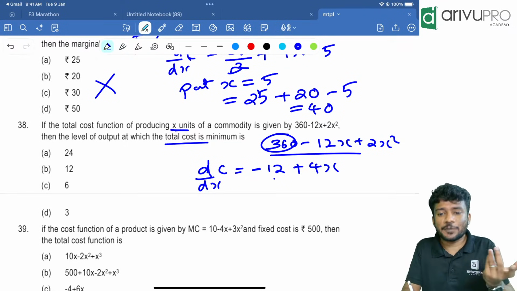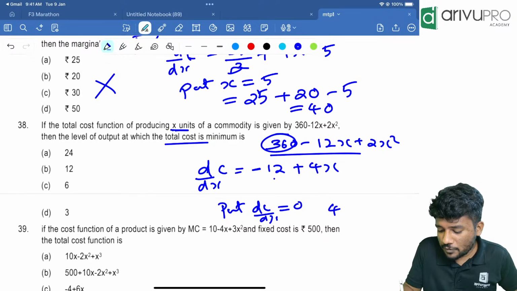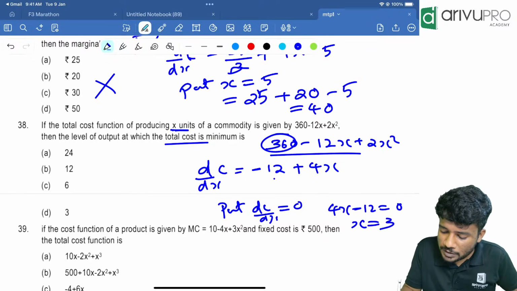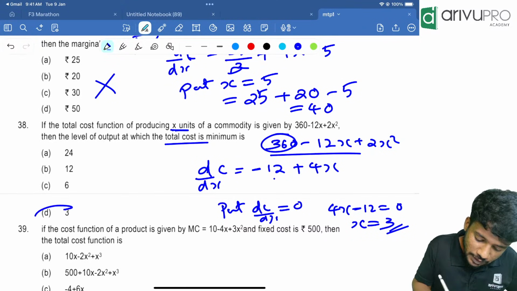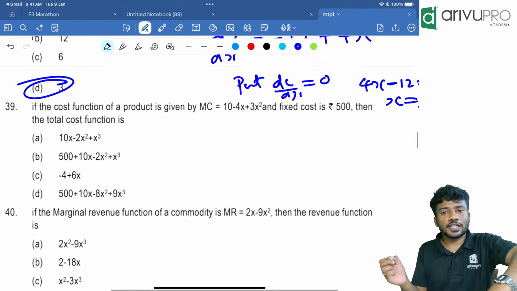Now, in order to find the value, put dC by dx equal to 0. From that, 4x minus 12 is equal to 0. x is equal to how much? 12 by 4, which is equal to 3. Option D is your answer. Yes, correct. Option checking also we can do.